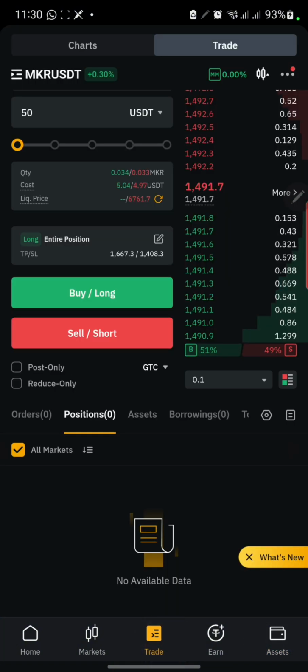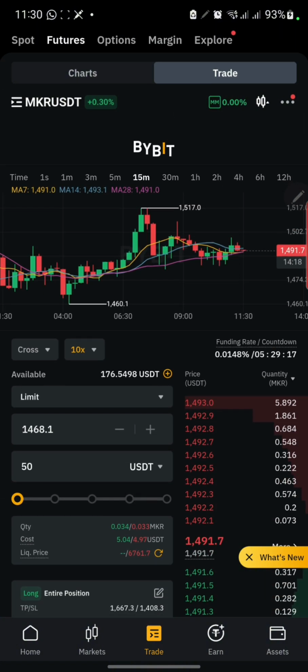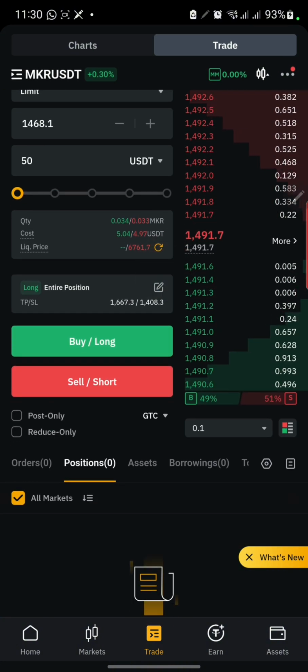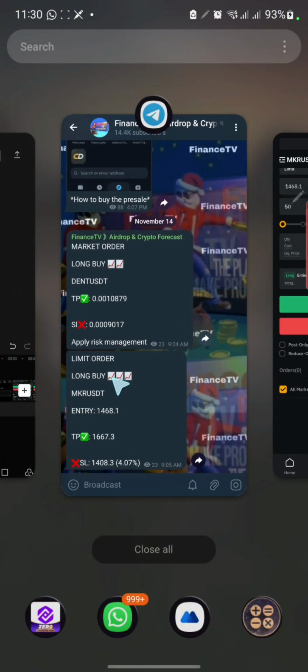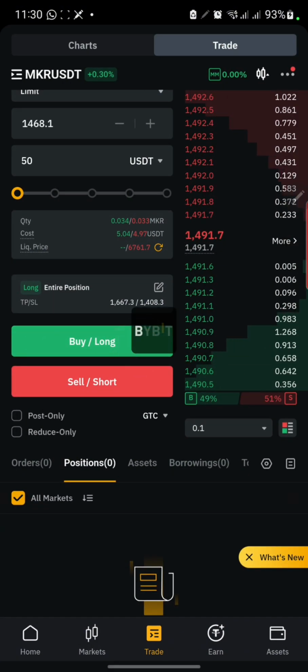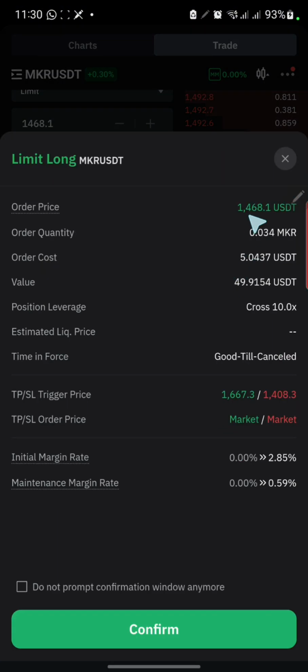Now let me refresh back. This is the part here. Have you seen all the information? Then I'm going to click on buy long. I said on Telegram that you should buy long. Click on buy long, and you can also cross-check everything and see the amount of profit, the take profit and the stop loss.